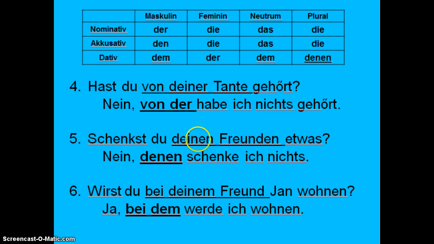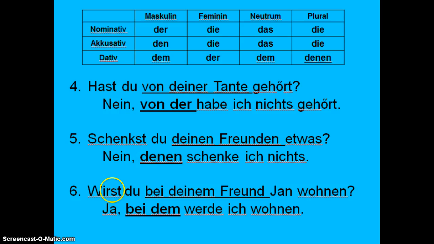Nummer 5. Schenkst du deinen Freunden etwas? In this sentence, deinen Freunden is a dative plural word, okay? The du is the subject. The thing that I'm giving, back here the etwas, is the direct object. To whom am I giving it? To your friends. That answers the question to or for whom. That's a dative plural word. So when I refer to them, instead of saying den, here's my new word, nein, denen schenke ich nix. To those people, I'm giving nothing.